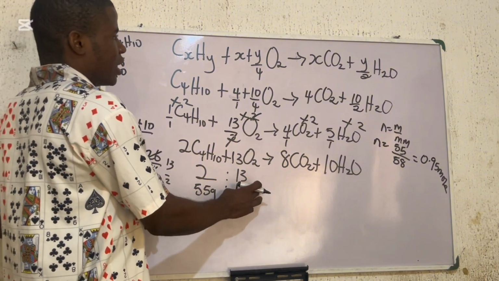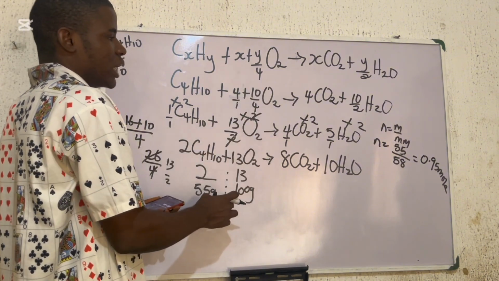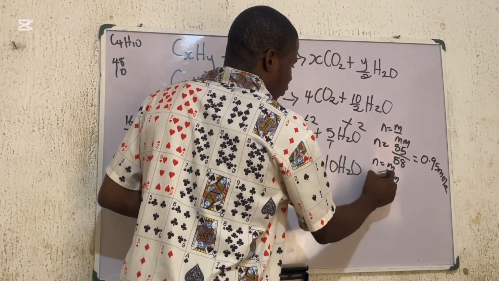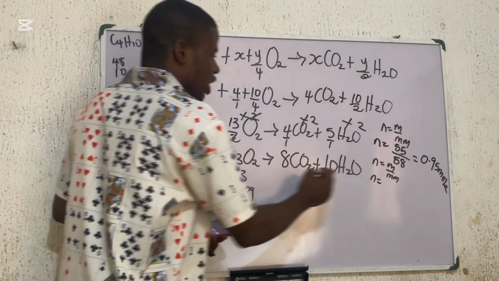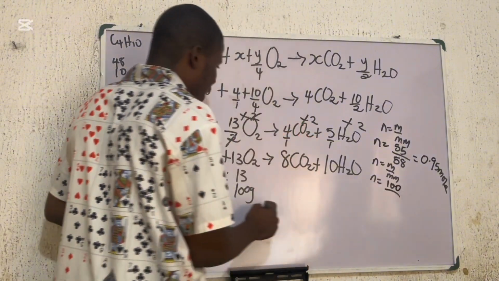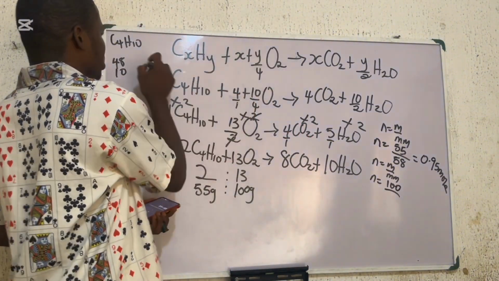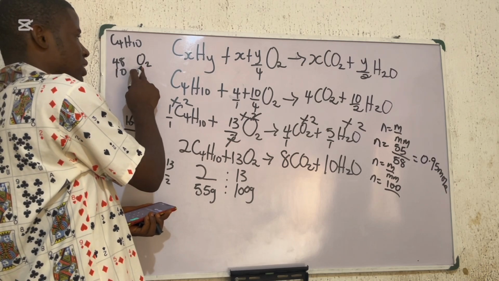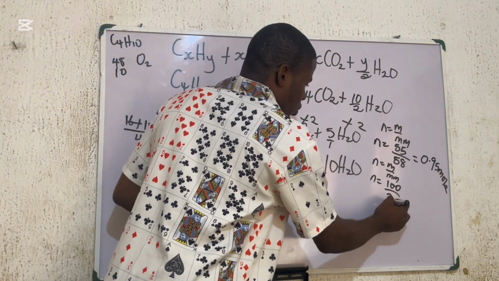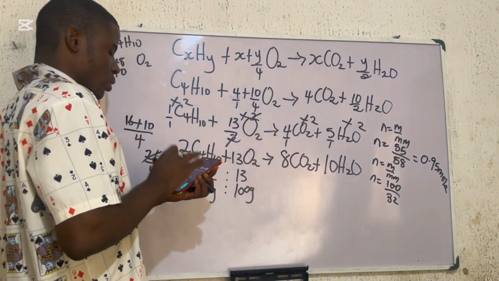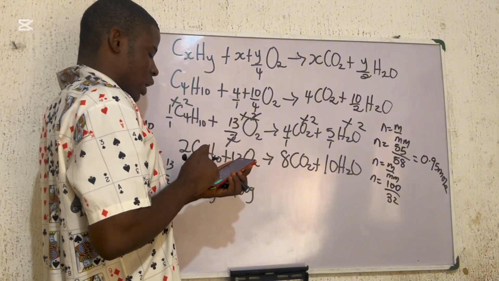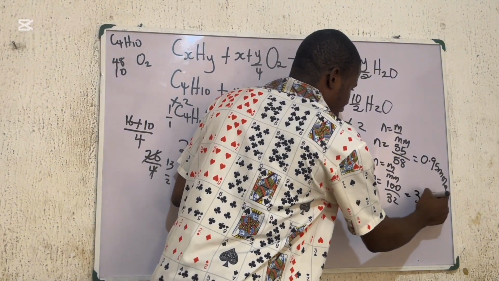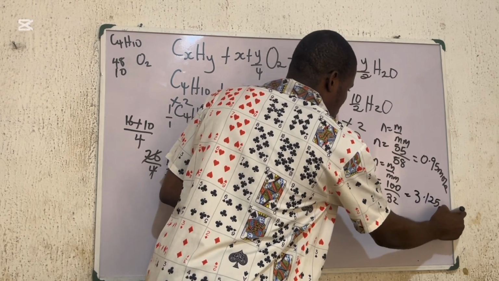Now, this 100 gram of oxygen here, I must get the number of moles. Recall that number of moles is still mass over molar mass. The mass of oxygen they gave me is 100. What's the molar mass of oxygen? Oxygen, O2. The mass number is 16. 16 times 2 is 32. So the number of moles is now 100 divided by 32. The answer I'm getting is 3.125 mole, right?